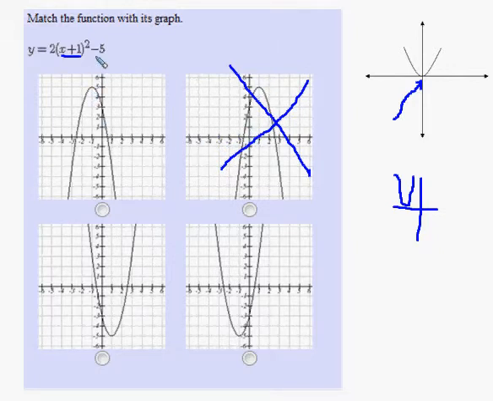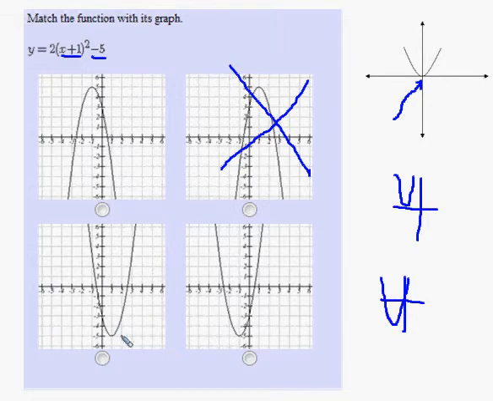The next thing I notice is there's a minus 5 outside the parentheses. That would have the effect of moving it down 5. So if I took the original graph, which looks like this, and move it left 1 and down 5, then I'd have a parabola that bottoms out not at 0, 0, but at negative 1, negative 5, and I'd have a parabola that looks sort of like this. It would be left of the origin, and the vertex would be below the x-axis. So this one does not have that effect.